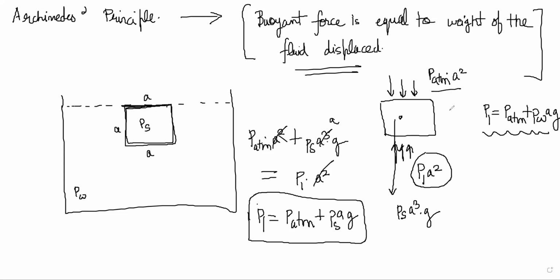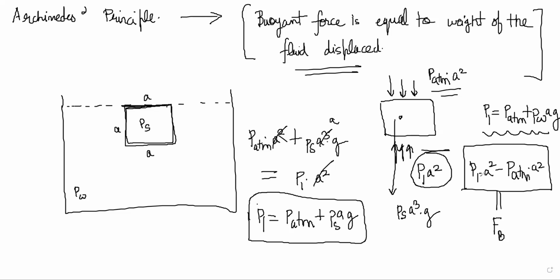See, the difference between this and this is called buoyancy, okay? So P1 into A square minus PATM into A square is called the force of buoyancy. The lower pressure is pushing it up, the upper pressure is pushing it down. That difference, P1 minus PATM, should be rho water AG, into A square. That is the force of buoyancy. Because P1 minus PATM will be what? This equation should be correct, no?